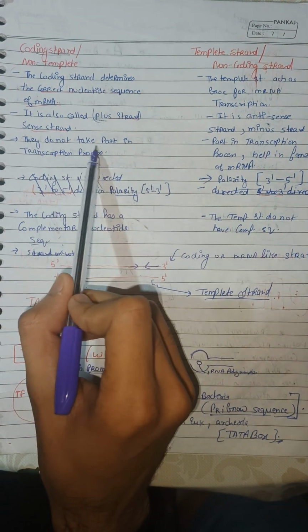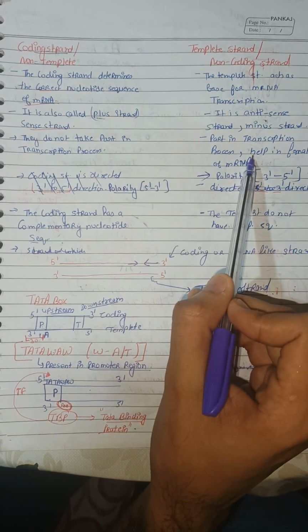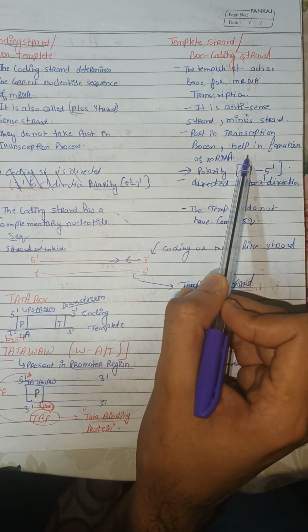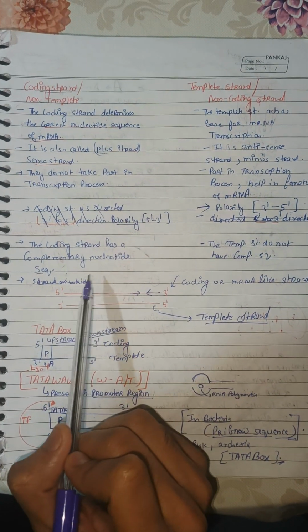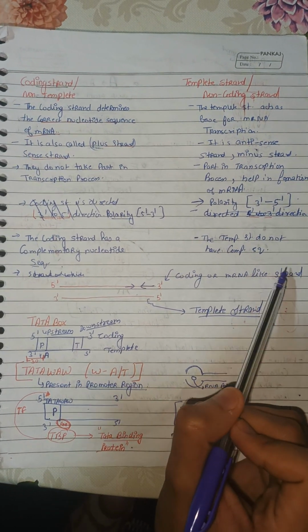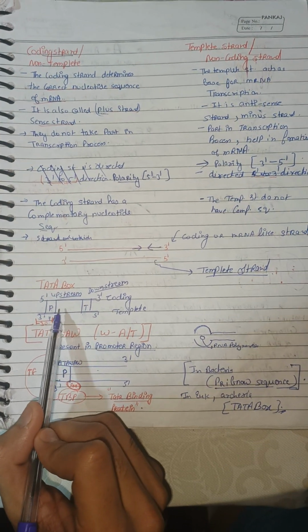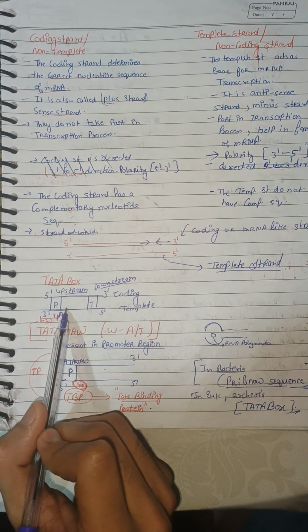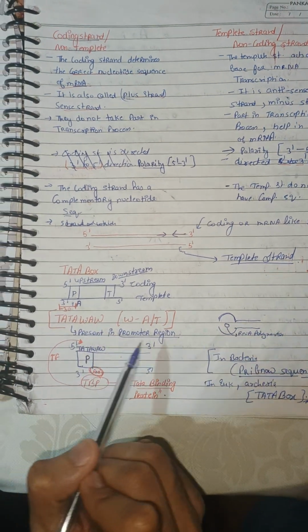The coding strand does not take part in the transcription process, whereas the template strand takes part and helps in formation of mRNA. The coding strand has the complementary nucleotide sequence, whereas the template strand does not have the complementary sequence. In the promoter regions in eukaryotes, there is a box called the TATA box. In prokaryotes, this box is called the Pribnow sequence. In eukaryotes, it's called the TATA box.